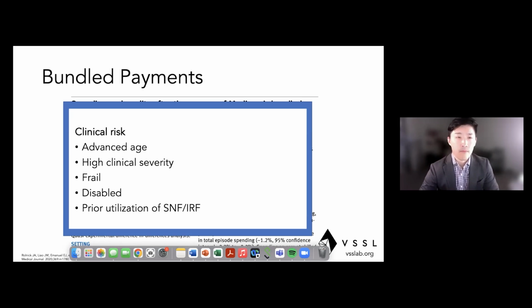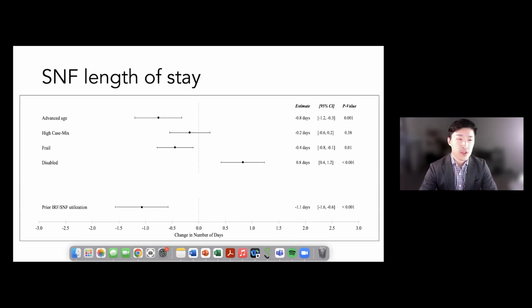And so we looked at the main outcome, which is the SNF length of stay. And here what you see is that the effects were variable, right? BPCI, this bundle payment program, was associated with differentially less length of stay for those of advanced age and frail and prior IRF and SNF utilization, but not necessarily those with high case mix. And individuals with disability actually had differentially greater lengths of stay. So we don't see exclusion from this care change process, and we also don't see indiscriminate use in one direction or the other.